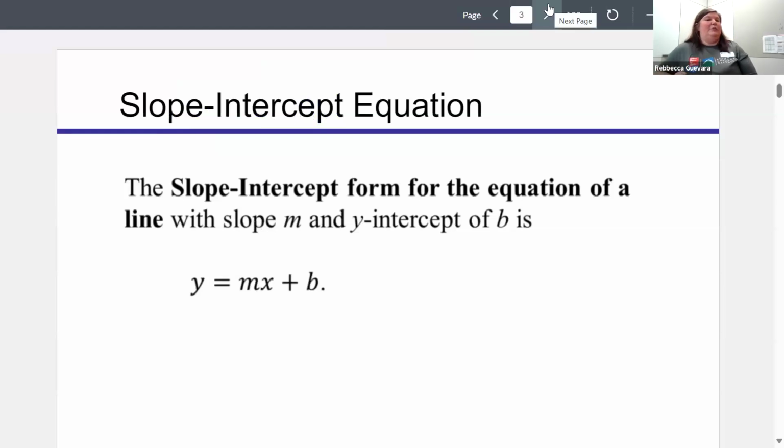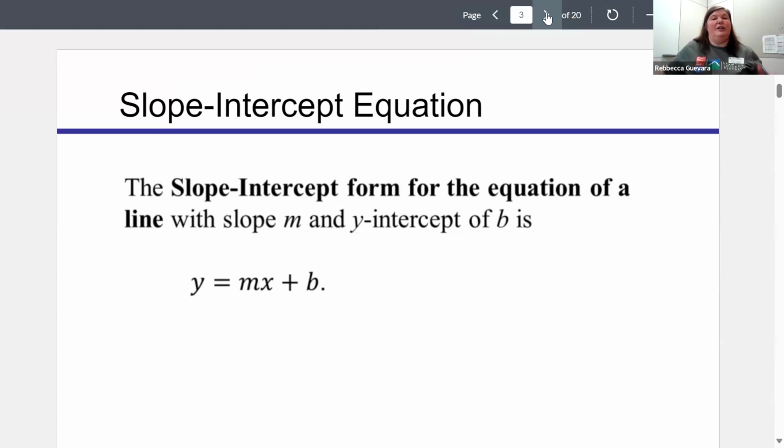So we're going to start here with a formula we've already used several times, slope-intercept equation, or as I had said, we can also call it slope-intercept form. So the slope-intercept form for the equation of a line with a slope of m and a y-intercept of b is y equals mx plus b.